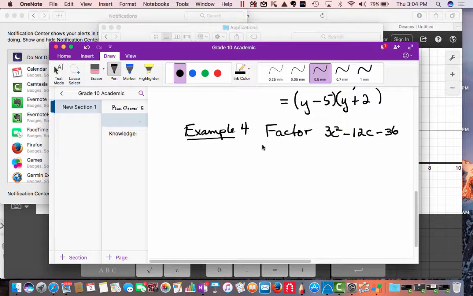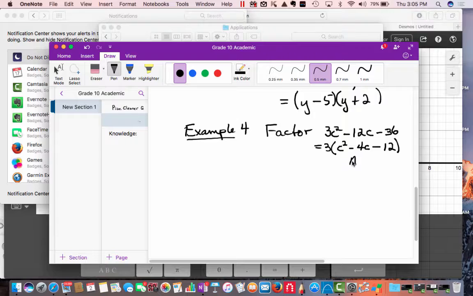As I mentioned previously, you should always try to factor, in any factoring question, I mean common factor. Looking here at the expression in example 4, all the terms share a common factor of 3, so we should take that out first. And that would leave us with c squared subtract 4c minus 12. The trinomial that remains in the bracket is of the form x squared plus bx plus c, although the variable we're using here is c.